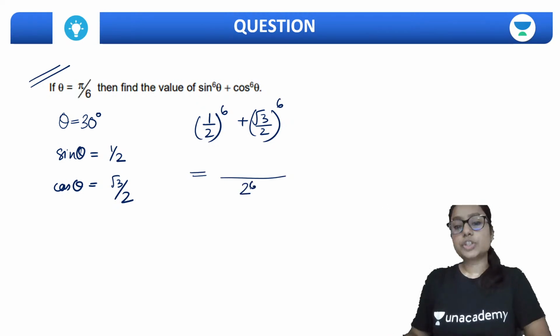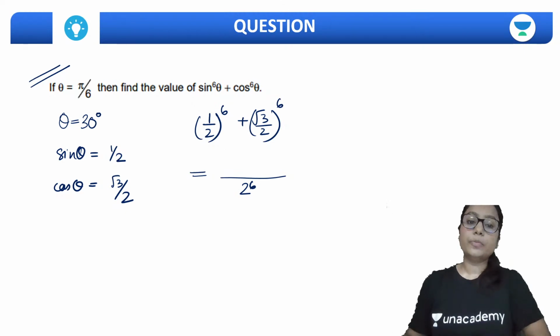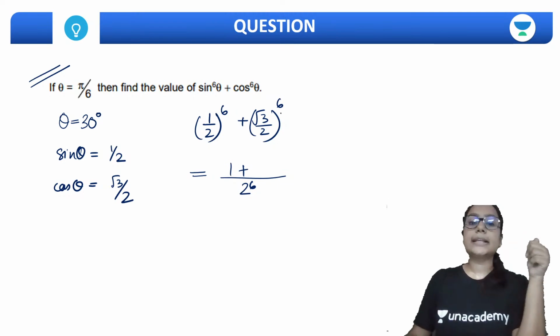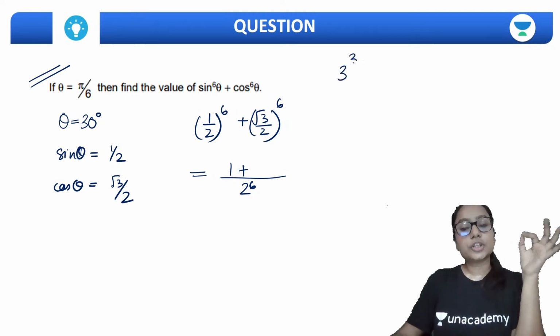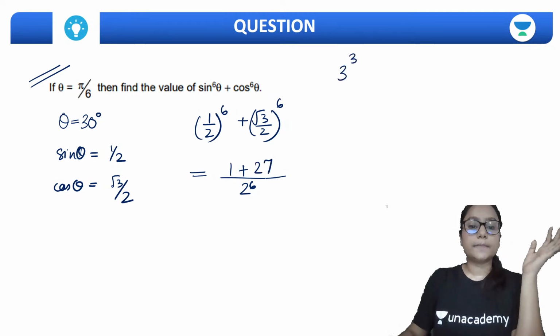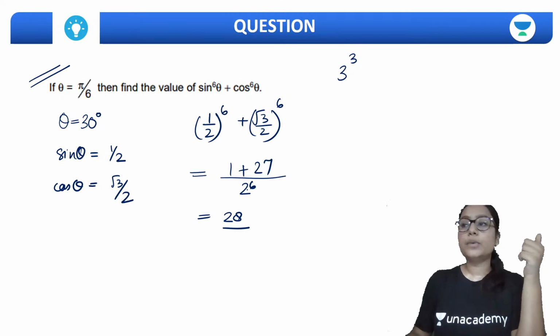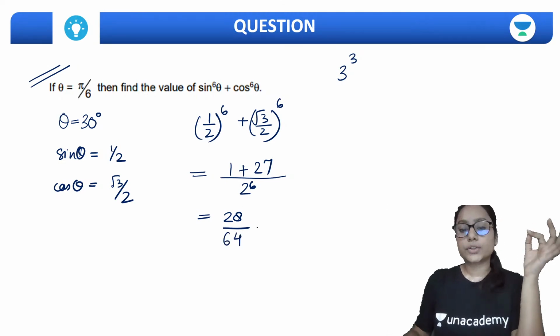So you have 2 raised to the power 6 in the denominator. 1 raised to the power 6 is 1. 3 raised to the power 6 is what? It is 3 raised to the power 3, squared, which is 27. So this is 28 in the numerator. In the denominator, what do you have? 2 raised to the power 6 is 64. So what is the value?